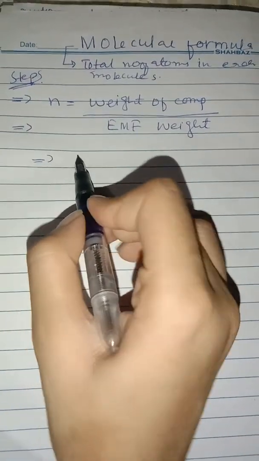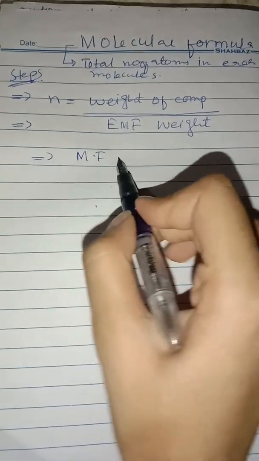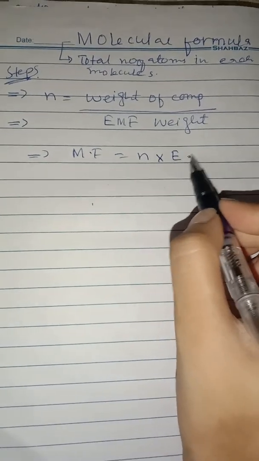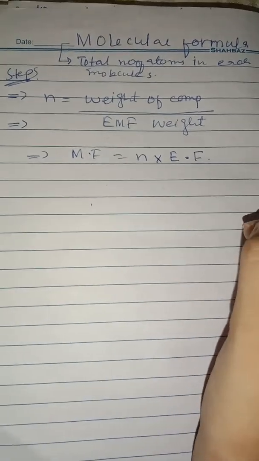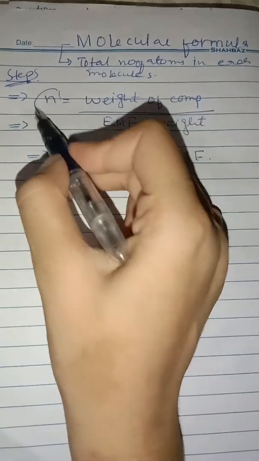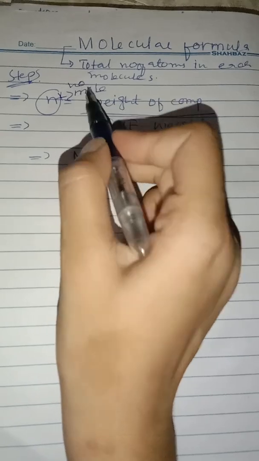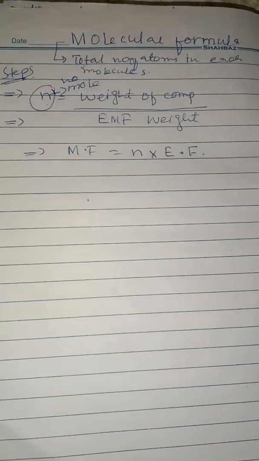And the second step is that the number of moles will be multiplied by the empirical formula. n is the mole. The number of moles will be denoted by n.